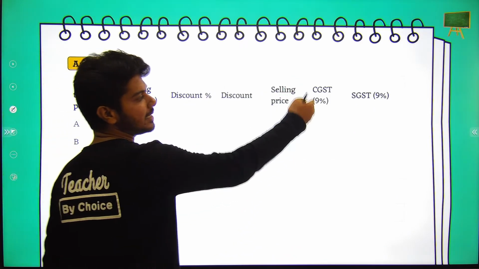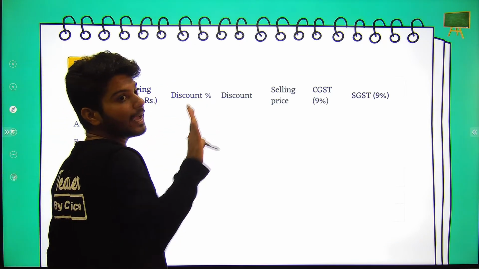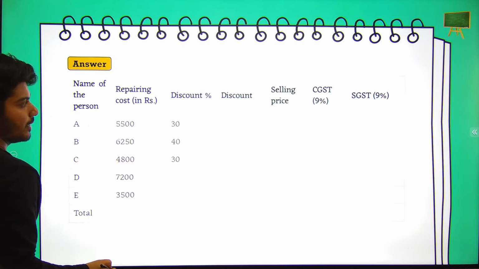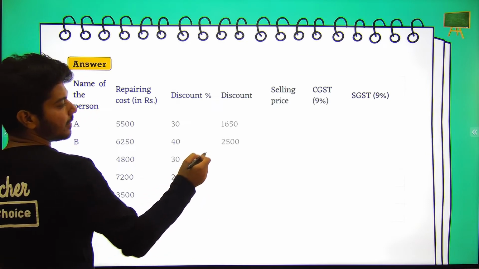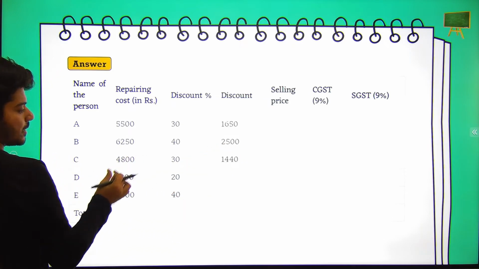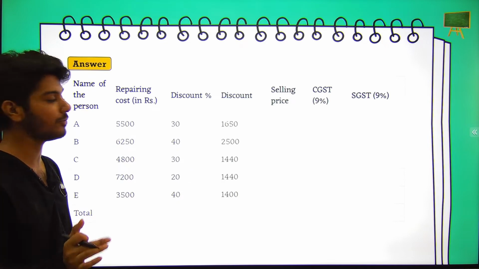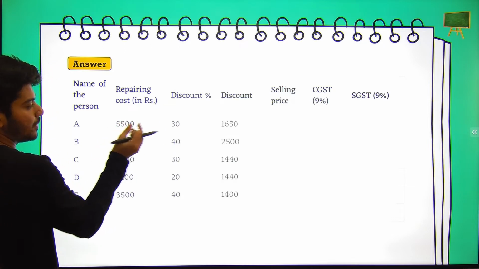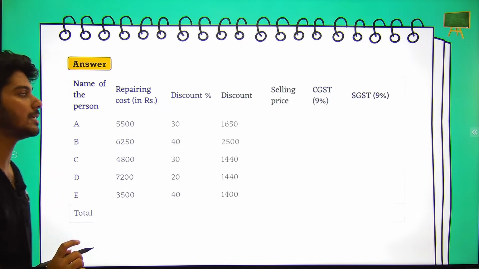So we will calculate CGST and SGST separately. Otherwise, we would have calculated only IGST. Now let's write the repairing cost one by one. Now the discount they have given: we will calculate 30% of this, 40% of this, 30% of this, and like this we will calculate the discounted amount. 30% discount means 30% of 5500, which comes out to be 1650.